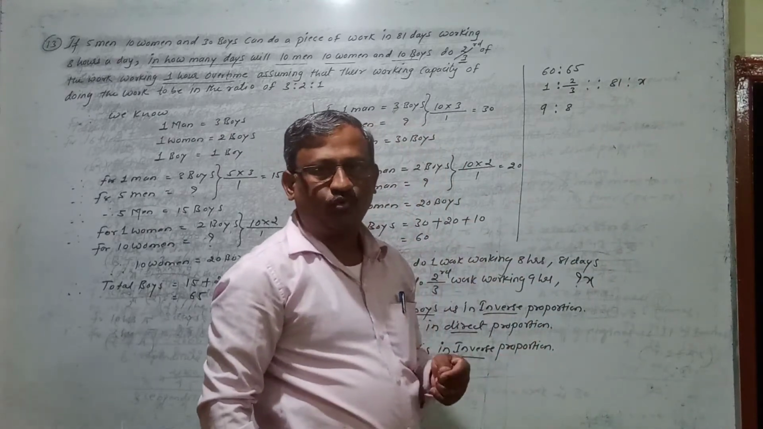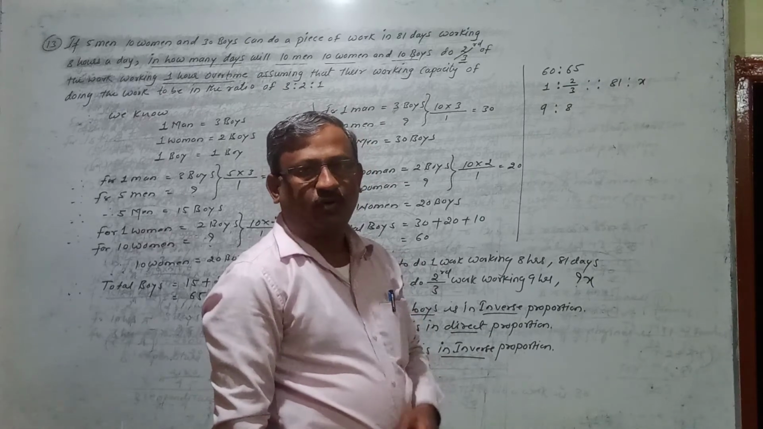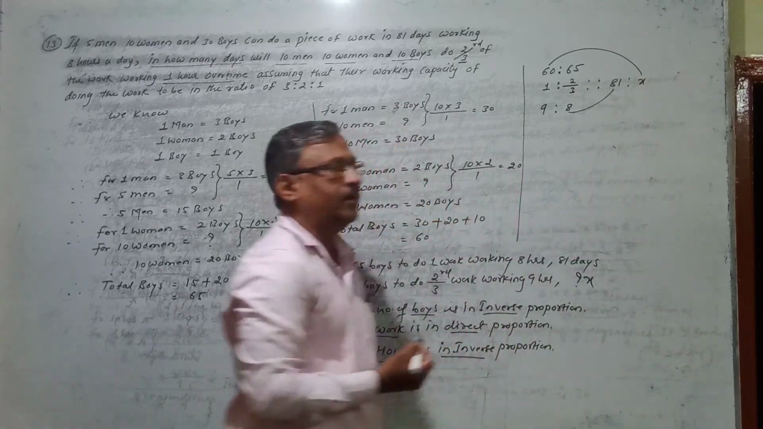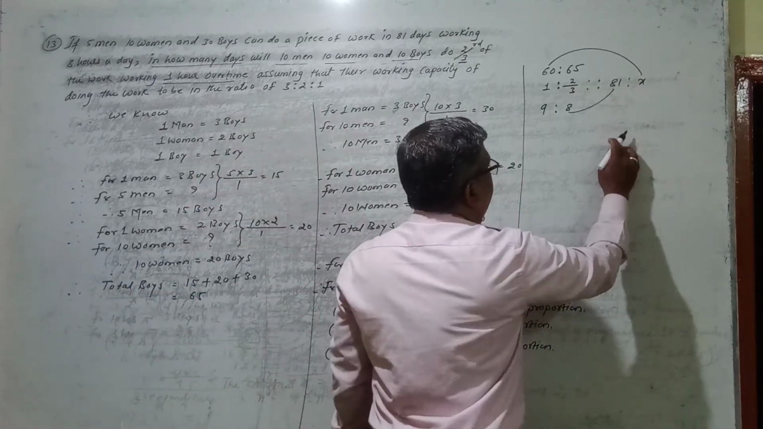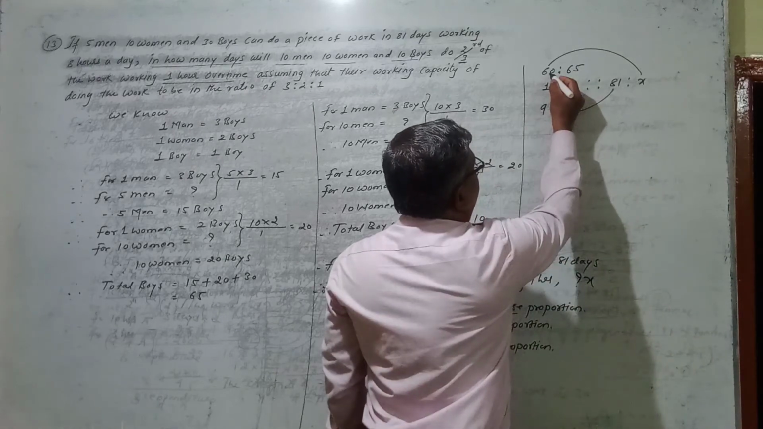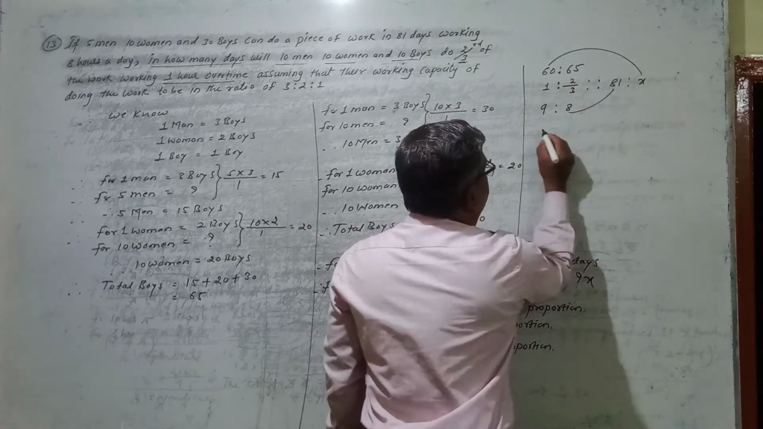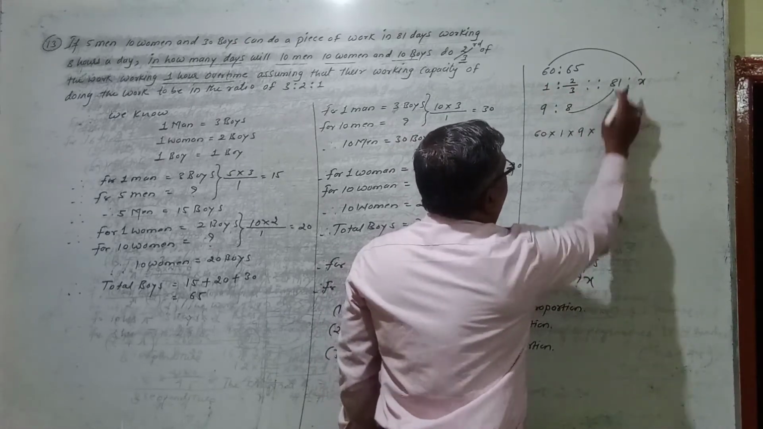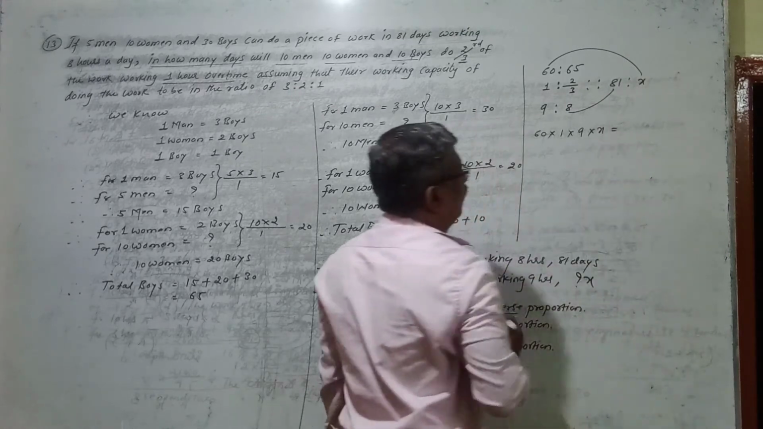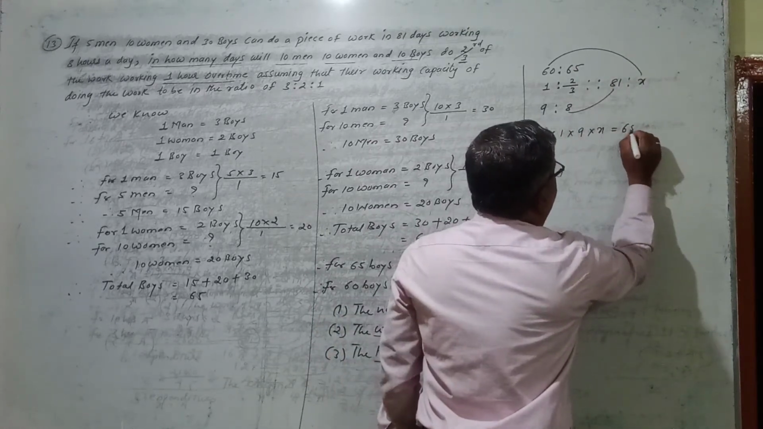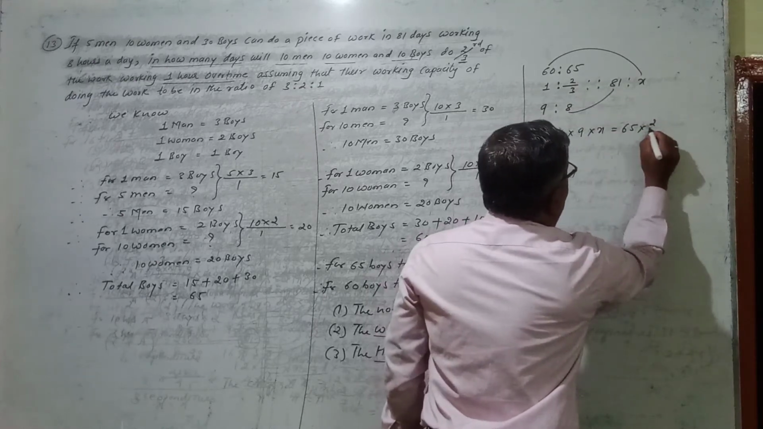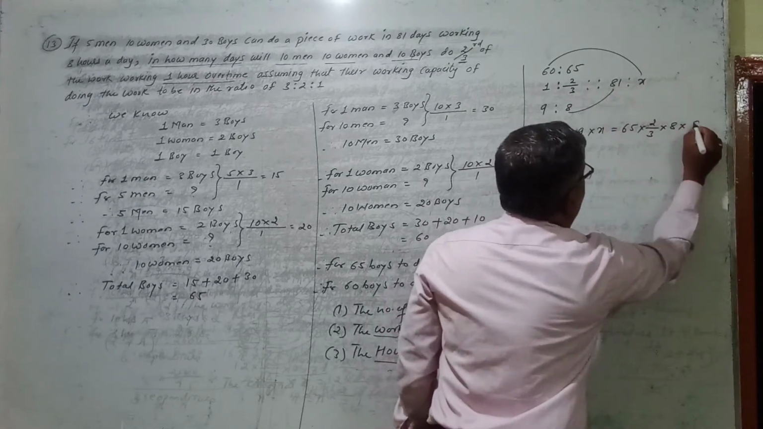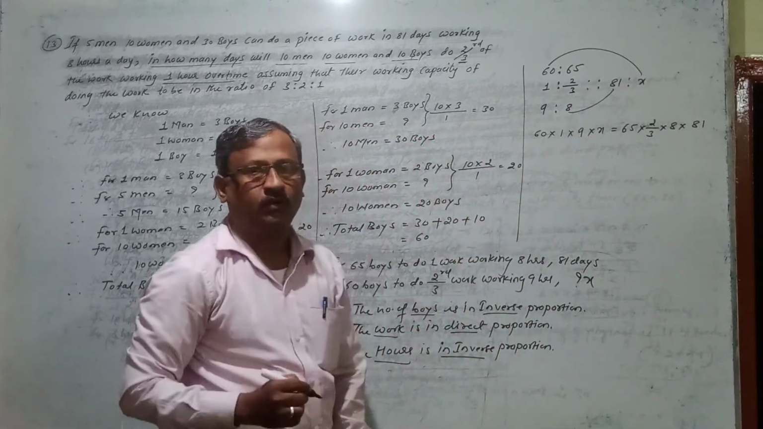What does the rule say? In proportion, the product of extremes is equal to the product of means. So multiply the extremes on one side and the means on the other side. My extremes are 60, 1, 9 and x. So 60 into 1 into 9 into x equals, my means are 65 into 2/3 into 8 into 81.